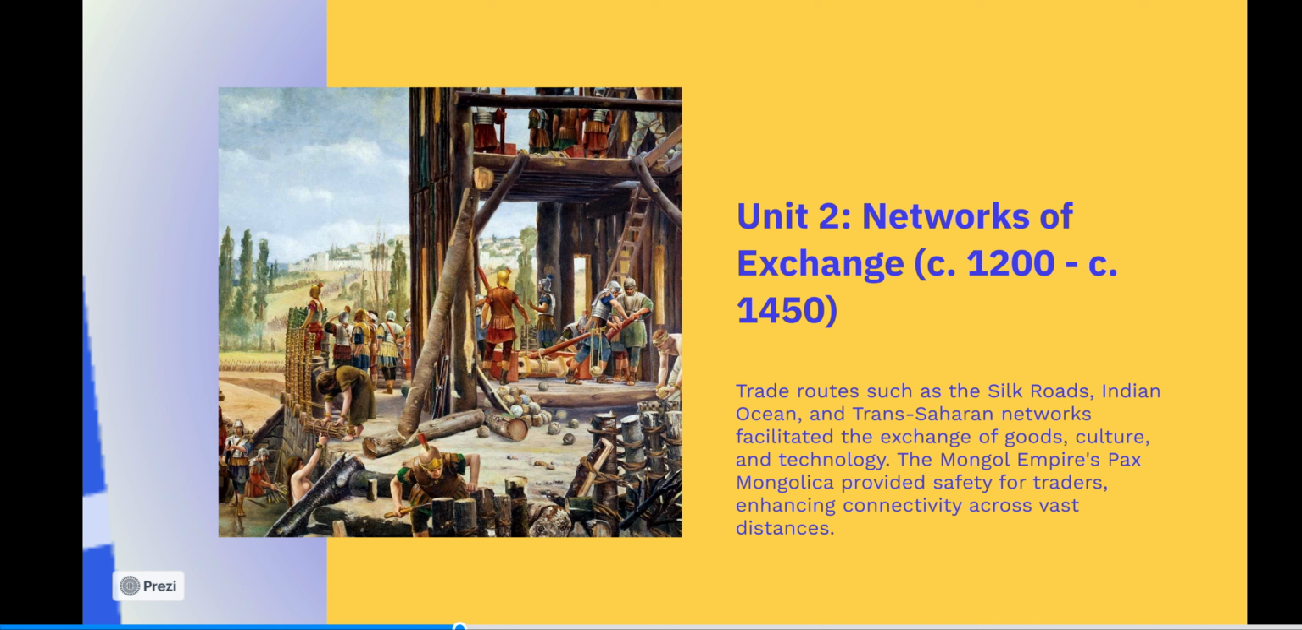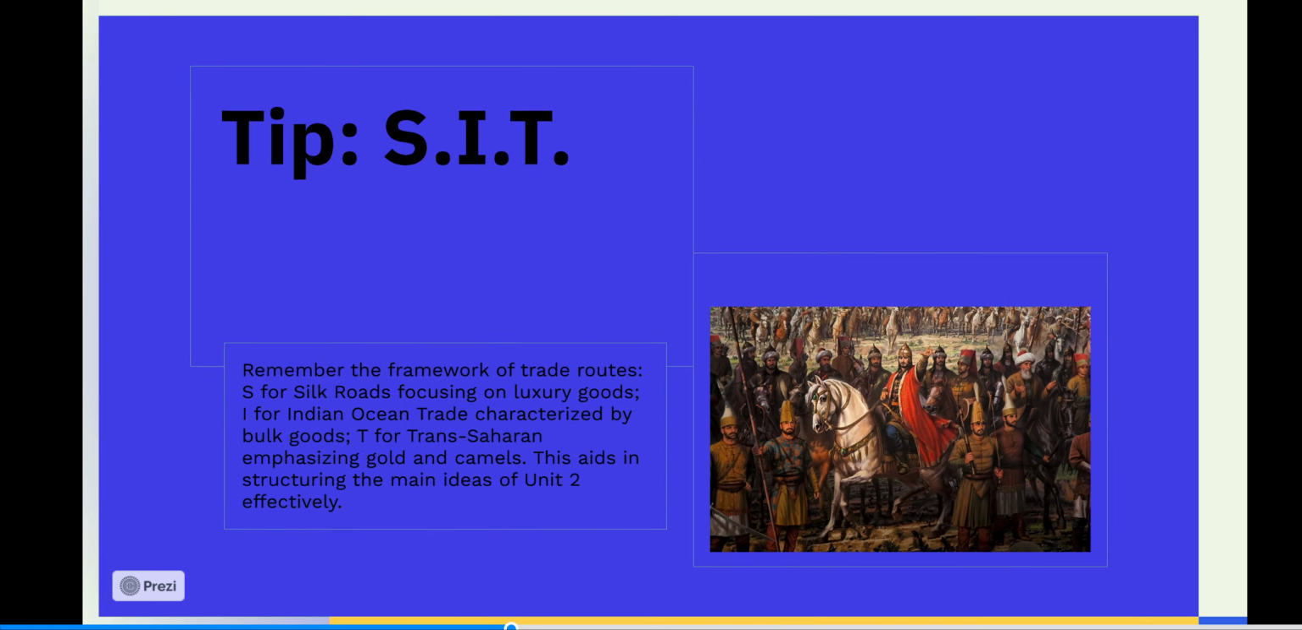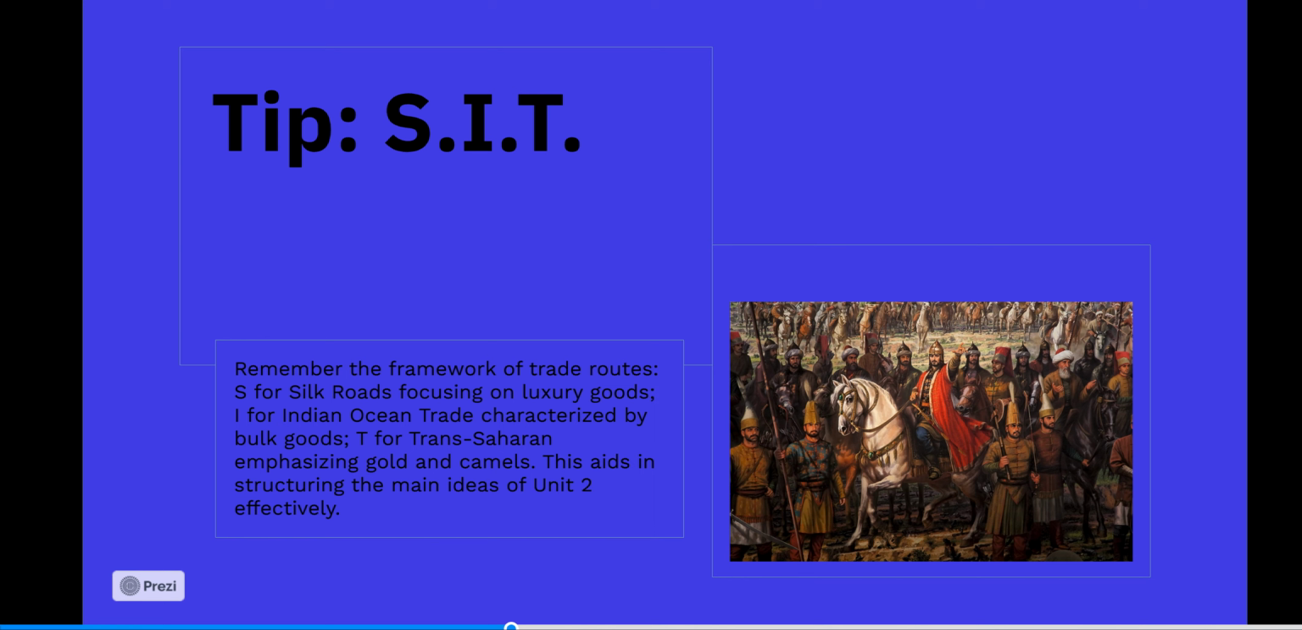Trade in Africa, and the importance of camels, and you should also know the importance of Mansa Musa's pilgrimage from Mali to Mecca. There's also some effects that are going to take place because of these trade routes. These things are cultural diffusion, the spread of Islam, and the Black Death. As a quick memory trick for this period, think SIT, S-I-T, so Silk Road, Indian trade, and Trans-Sahara trade.